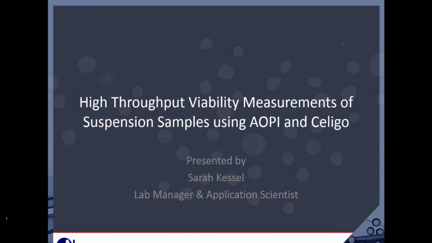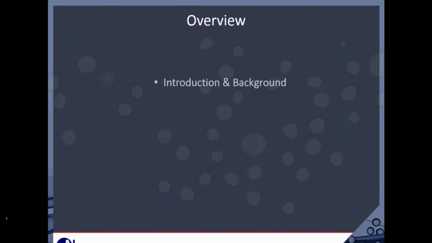The AOPI is something normally used on the Cellometer, but we've had some customers ask, well, can I do this on Celigo? So this is where I want to carry our training today. It's something that may not have been advertised before, but it's something you can do. It's a quick and easy stain.